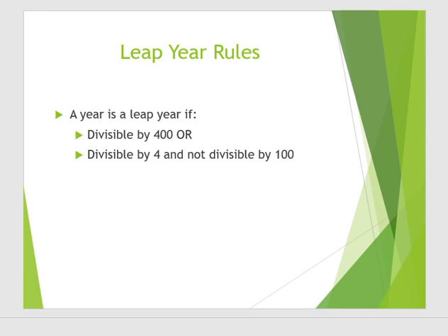And the rule is: a year is a leap year if it is divisible by 400, or divisible by 4 and not by 100. It means that if it is a century year, it has to be divisible by 400. And in case it is not a century year, then it will not be divisible by 100, it has to be divisible by 4. I hope it is clear. Century year needs to be divisible by 400. Non-century year only by 4.